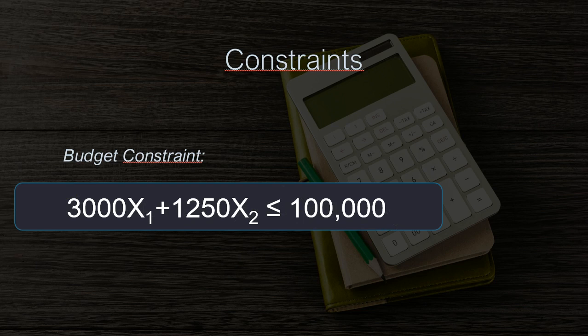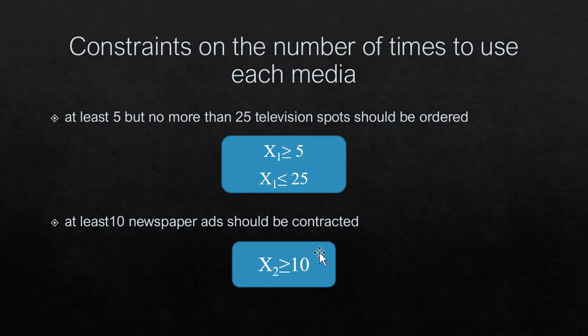We also have other constraints that were very explicitly stated in the problem. We need to have at least 5 but no more than 25 television spots. So this translates to x1 greater or equal than 5 and x1 less or equal than 25. Same thing for the number of newspaper ads. It says that at least 10 newspaper ads should be contracted. So x2 is greater than or equal to 10.